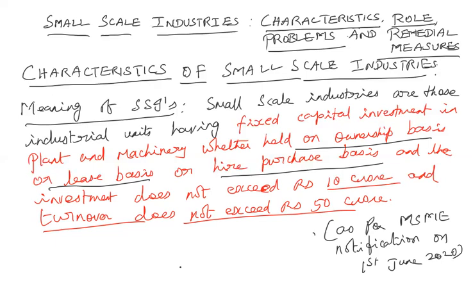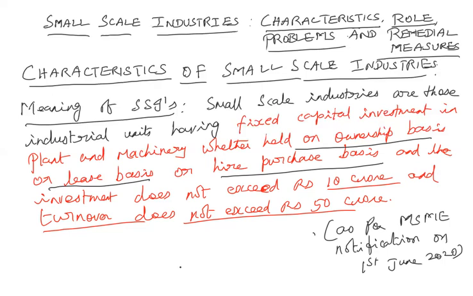Or if they are not able to own on their own, they will take the plant and machinery on lease basis, or on the hire purchase basis. Because the small scale industries do not have that much amount of capital. So it can be either on the ownership basis or on the lease basis or on the hire purchase basis. Whatever it is, if the investment limit does not exceed 10 crores and the turnover, that is the sales volume, does not exceed 50 crore, that is as per the latest notification announced by the MSME, in June 2020.